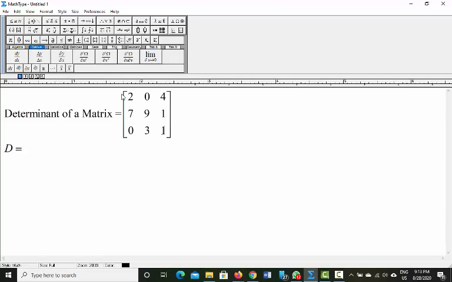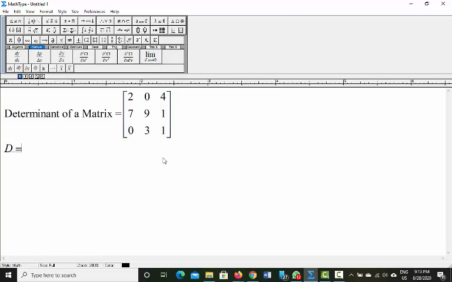As I'm repeating again, if you want to find the determinant of a matrix, the number of rows and the number of columns should be the same. Here, as you can see, we have 3 rows and 3 columns. So this is a square matrix, and you can only find the determinant of a square matrix.